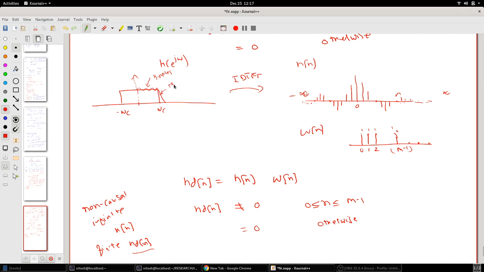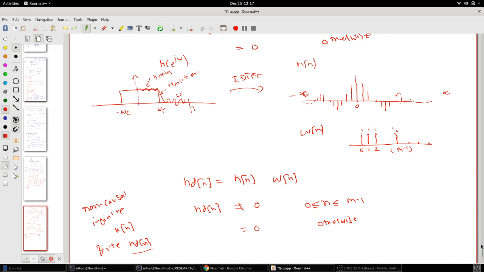You will have some kind of a transition band which will come into the picture, and then you will also get some kind of ripples in the stop band. Okay, you are going to get some kind of ripples in the stop band. So these are the after effects of converting a non-causal infinite sequence into a finite causal sequence, because you are forcing it, right? You are forcing it by multiplying the window function.